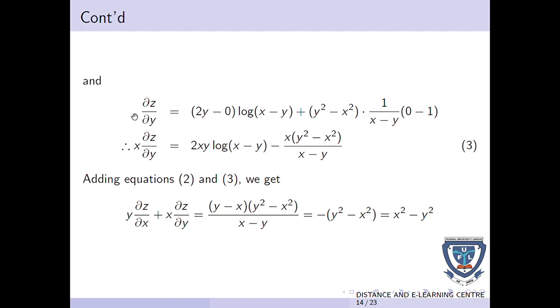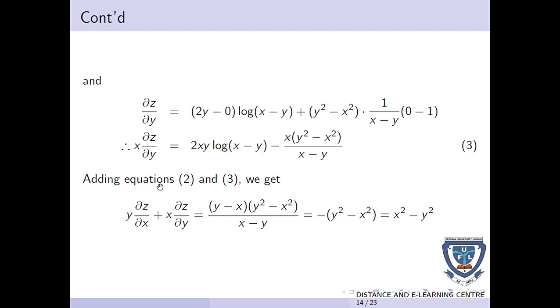And partial z partial y will also give us 2y minus 0 log(x minus y) plus (y squared minus x squared) times 1 over (x minus y) in bracket 0 minus 1. Therefore, x dz dy is equal to 2xy log(x minus y) minus x (y squared minus x squared) all over x minus y.